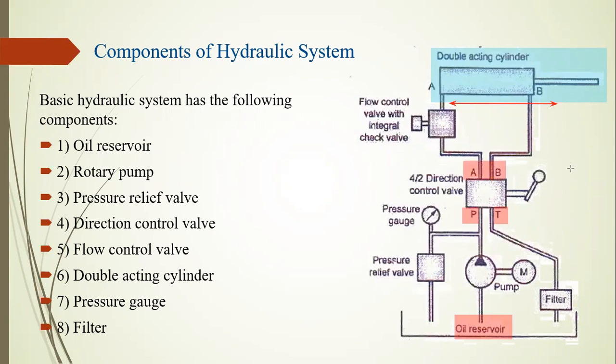Here, the meaning of A and B: A and B are the ports directly attached to the hydraulic circuit. Here one filter is attached. What is the meaning of filter? It filters the oil coming from the hydraulic circuit. These are the basic points inside the hydraulic circuit.